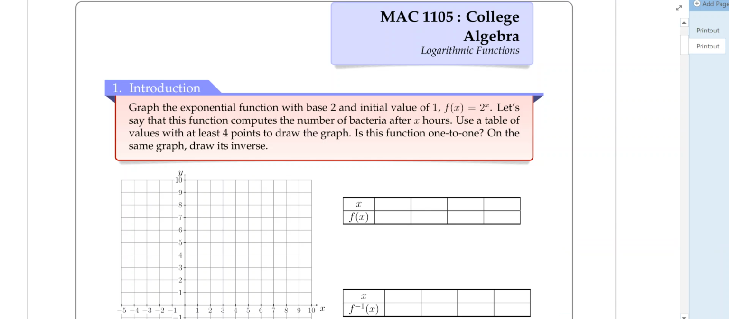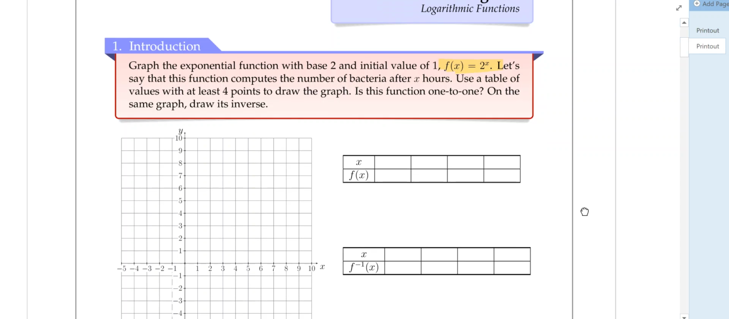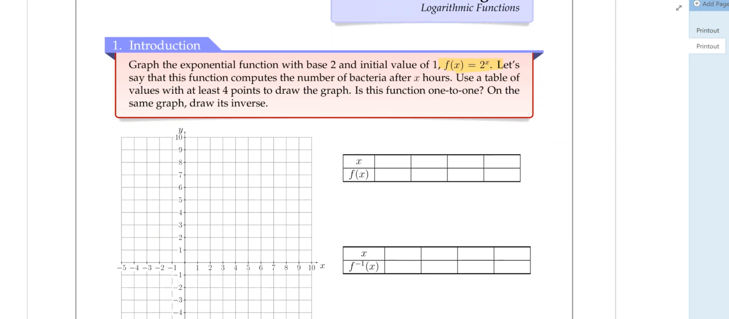1. Basically just f of x equals 2 to the x. Okay, so let's say that this function computes the number of bacteria after x hours, and we're going to use a table of values to draw the graph of the exponential function. So when x is 0, since x represents hours, we're going to start with 0. The output is going to be 2 to the 0, right? The y value is computed like that, 2 to the 0, which is 1.